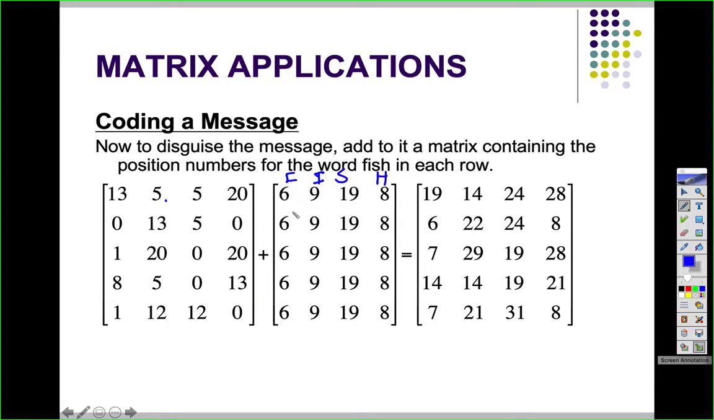So how many times did I write fish? I wrote fish 5 times. Why? Because my message took 5 rows to make the whole message. This is your answer right there. That is the coded message. Each of the first numbers would add 6, the second number is 9, then 19, then 8.